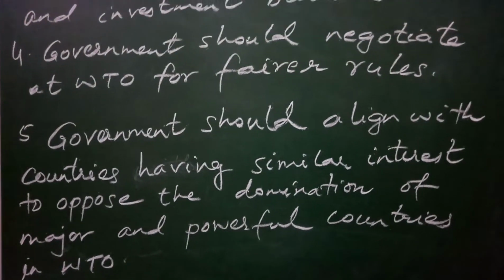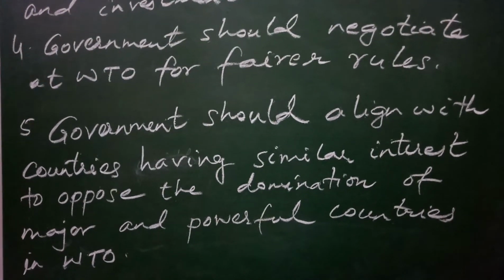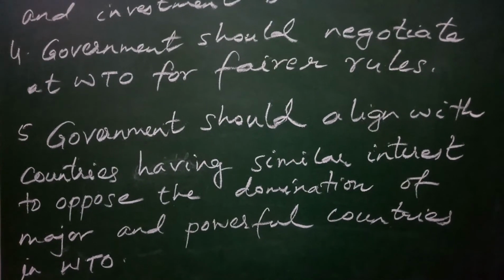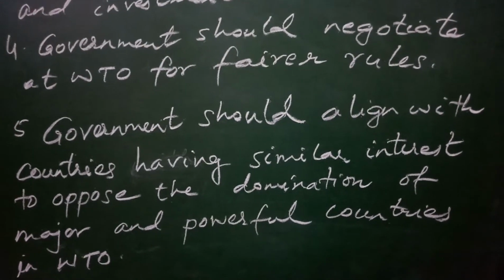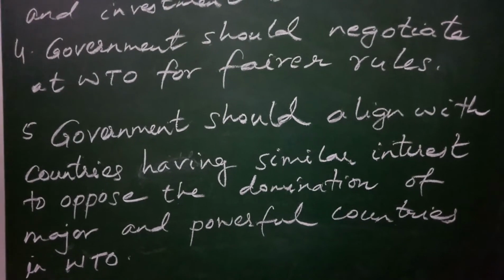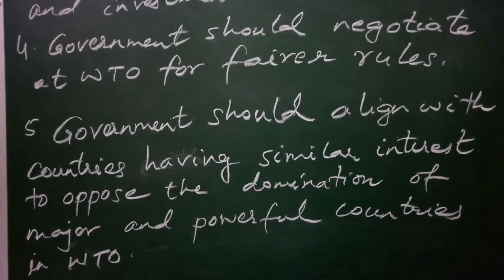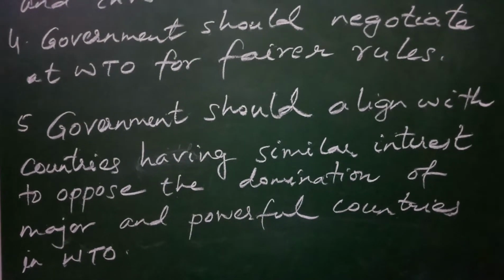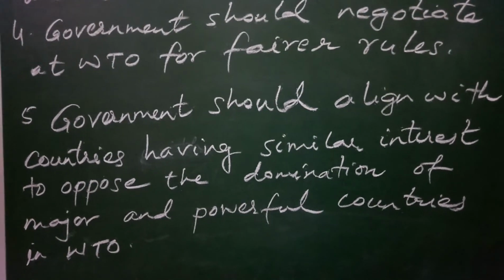Fifth point, government should align with countries having similar interests. It means those countries having the same interests, those countries having the same problems, must align together, which means they must join together, and together they can oppose the domination of major and powerful countries in the WTO.